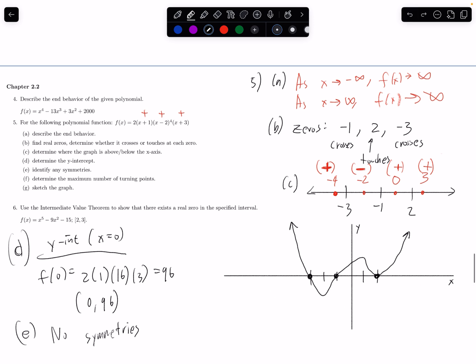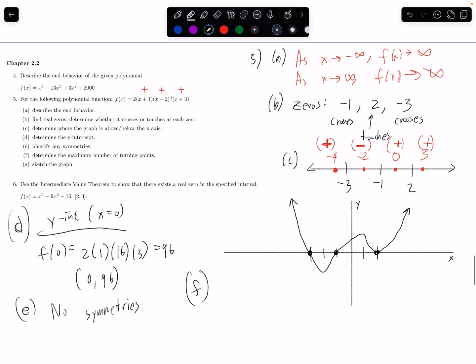Part F, maximum turning points is a result of the total degree. It's a 6th degree, as we saw earlier, taking all the leading terms and multiplying them out. So that means at most 1 less, at most 5 turning points. And then G, we already actually sketched the graph. So there it is. Okay, that's question number 5.